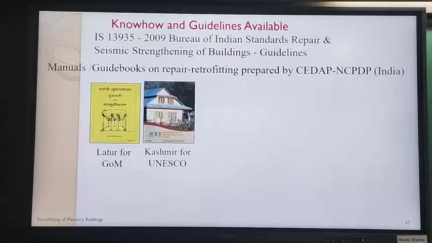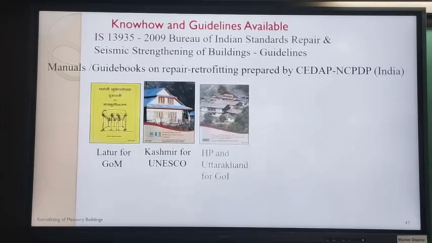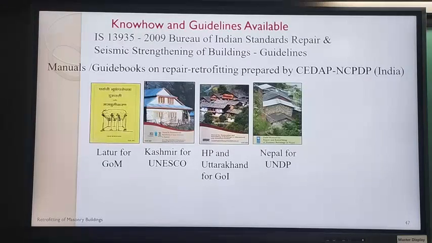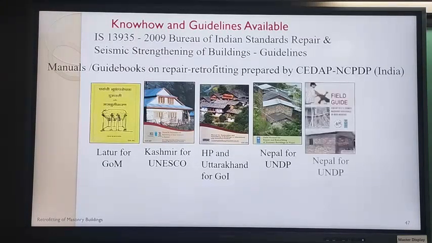Alright, so we have IS 1395-2009, Bureau of Indian Standards guidelines, which are very, very useful. And these are some of the publications that we have made for different agencies, government agencies or international agencies. There was a retrofitting manual we made for Kashmir. There was one for Himachal Pradesh and Uttarakhand. Recently we made one for Nepal.